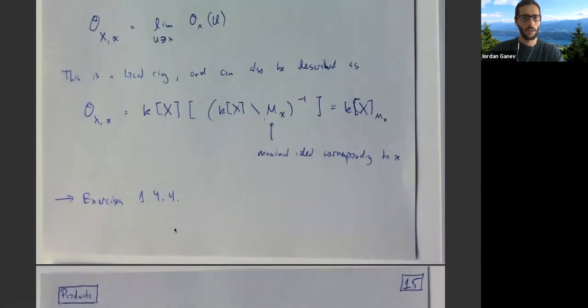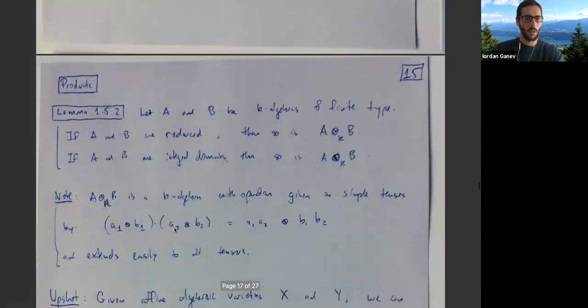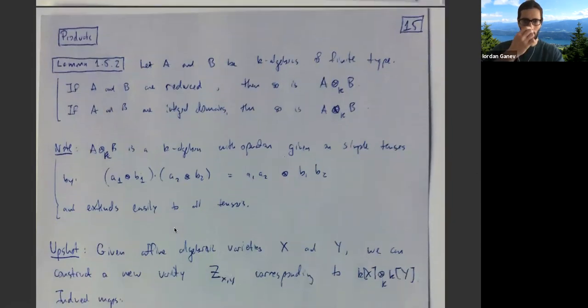Any questions about this material so far? Okay. So one note about products. How do we take the products of two affine varieties? Well, it amounts to taking tensor products. So we need to know that the property of being reduced is preserved. It's also helpful to know that the property of being integral domains is preserved when taking tensor products.